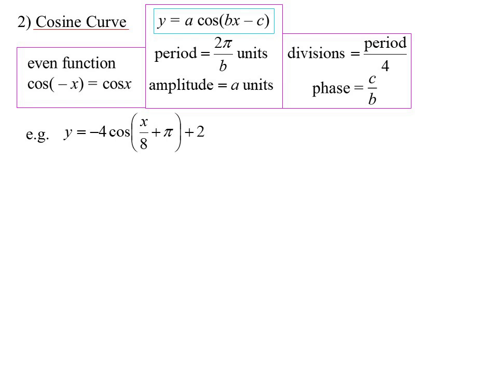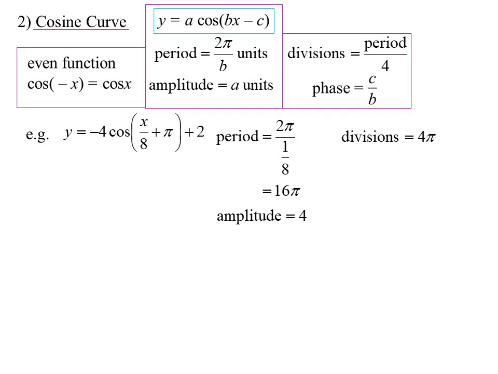So what's happening here? The period will be 16 pi. The amplitude is 4. Remember, the amplitude's not -4. The amplitude's always a positive amount. I'll mark off my divisions every 4 pi. Now we've got a couple of shifts happening here. We have the phase, so it'll go 8 pi to the left, but we're also going 2 up. But on top of that, the negative out the front tells me this one's upside down. We've flipped it as well.